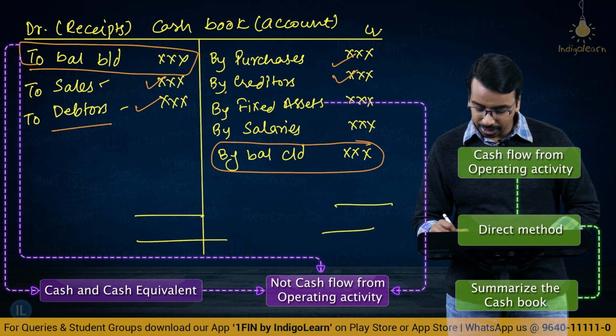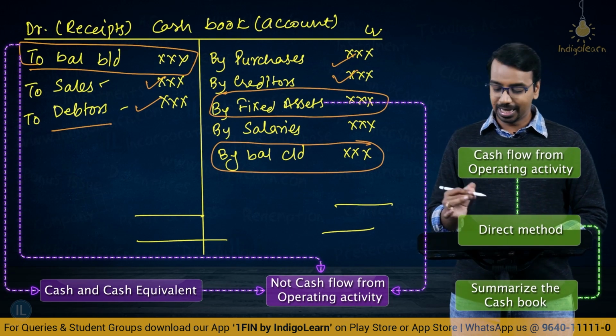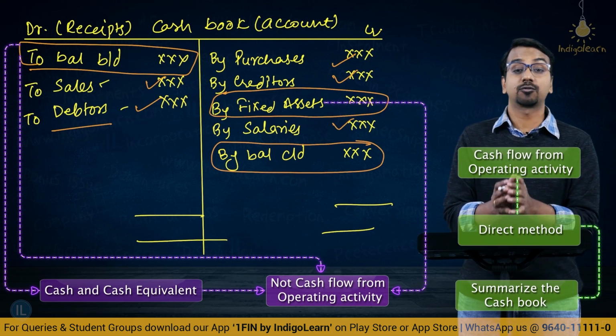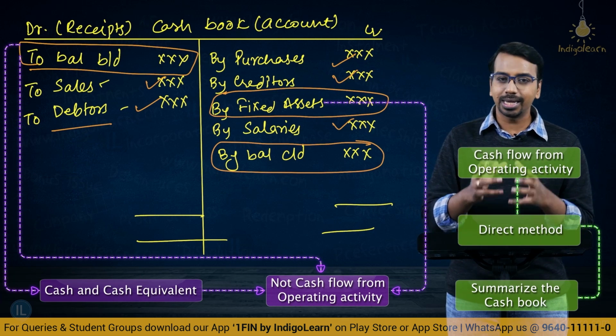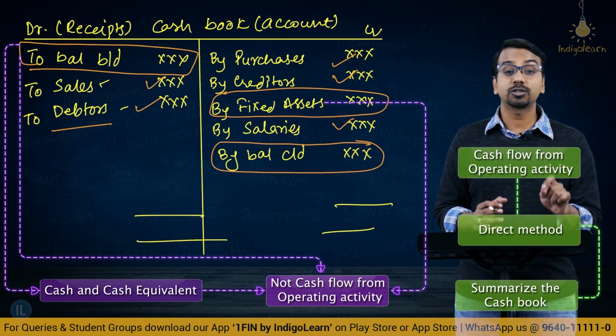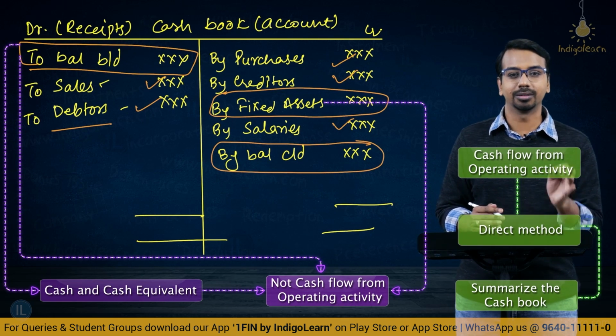So this part will not be shown under operating activity. And lastly, you have by salaries. They also form part of your cash flow from operating activities. Now, when you summarize this, you will be able to prepare cash flow from operating activities using the direct method.